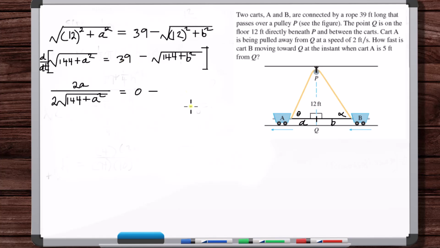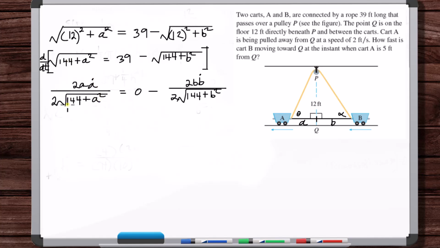Okay. Then we have 0. The derivative with respect to time of 39 is 0. Same thing here. The derivative with respect to time of the square root of something is 1 over 2 times the square root of that something, and then times the derivative of that something. So then that's 2b, and then times the derivative of that something, b dot. This is a dot, so I messed that up, right?